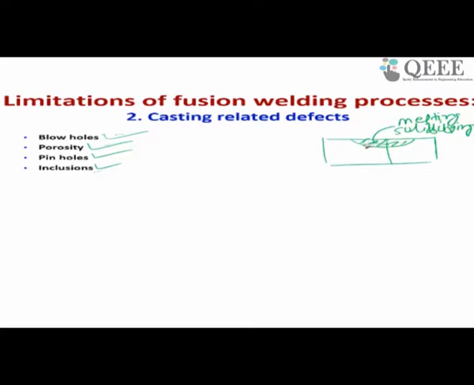Inclusion means if some oxidation happens, oxide particles will be inside the weld pool, and then you will get inclusion. Blowhole means, as I said, there are so many gases in the atmosphere. For example, hydrogen has very high solid solubility in the liquid state and very limited solid solubility in the solid state. So whenever hydrogen comes in contact, in the liquid state it will be absorbed, and in the solid state it will come out. As a result, it will give porosity. If the porosity size is big, it is called a blowhole, and if the porosity size is small, it is called a pinhole. So this kind of defect you may expect in any fusion welding process.